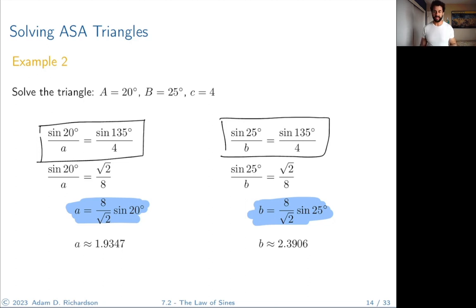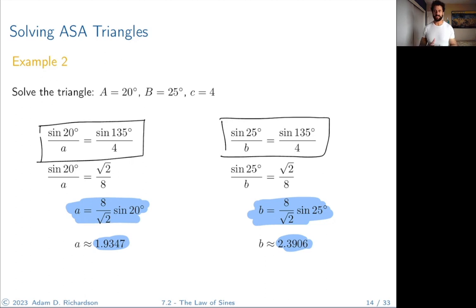So I plugged this into my calculator, made sure it was in degree mode, and my calculator gave me this approximation right here. That A is about 1.9347 and B is about 2.3906. Another little note, your calculator will generally be able to give you more digits of accuracy. So I think mine gives me maybe 12 digits of an approximation.